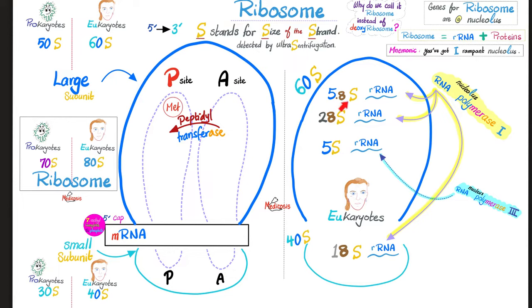Who made the 5.8, the 28, and the 18? Answer, RNA polymerase 1. You have 1 rampant nucleolus. The other one that's going to help us to a minimal extent is RNA polymerase 3, the one that used to make tRNA. It will also give us the 5S rRNA, which belongs to the large subunit.